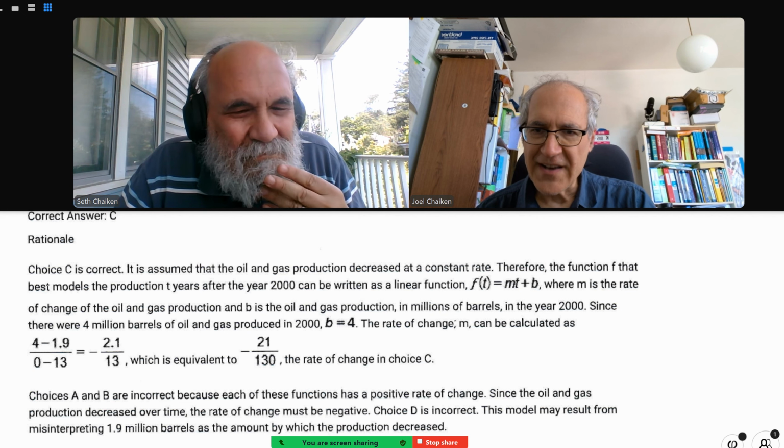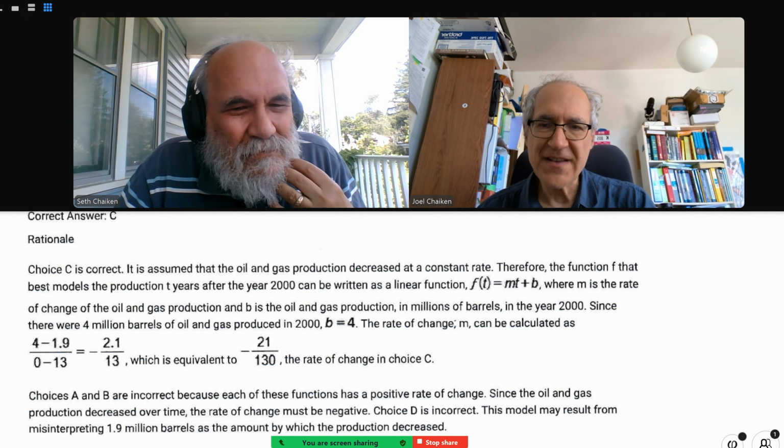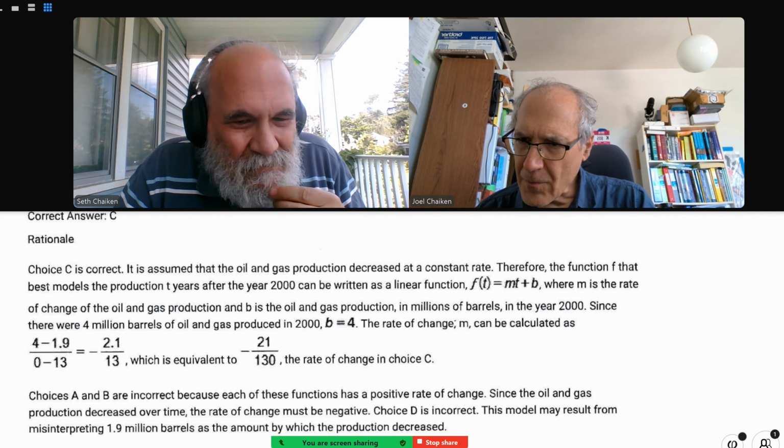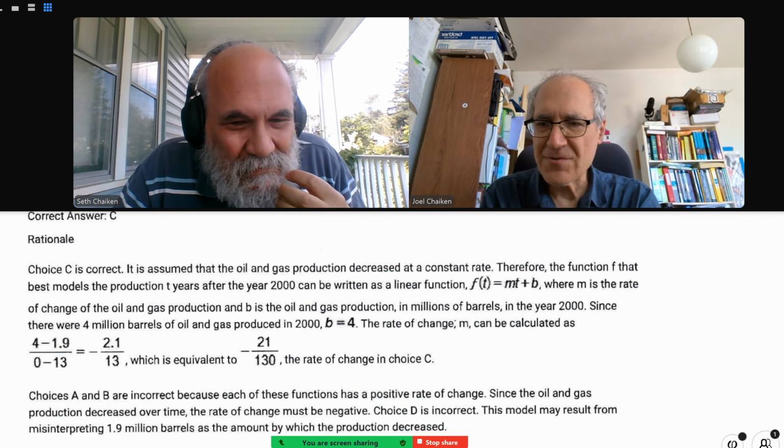Good, they're defining the variables. That's very good. And they're even defining the units, which is fantastic. Then they calculated the slope since there were 4 million barrels of gas produced. Wait. Oh, I see. And then they did 0 minus 13. Okay, yeah, so they do get a negative sign there.